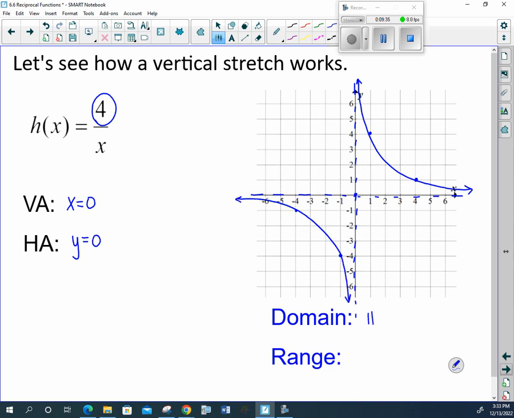So domain is going to be all reals, and x cannot equal 0. Range is all reals, and y cannot equal 0.